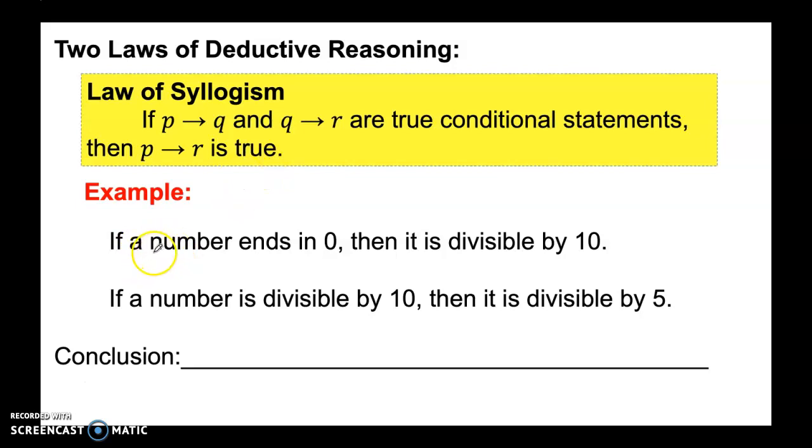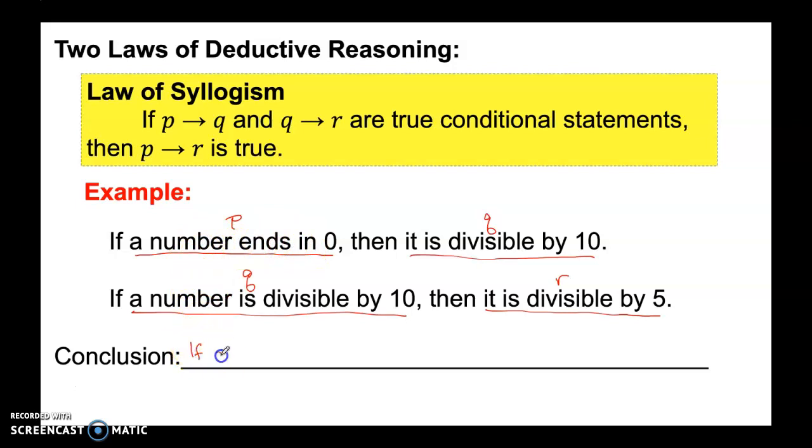So if a number ends in 0, that is our P, then it is divisible by 10, that is our Q. Next, if a number is divisible by 10, that is our Q statement, then it is divisible by 5, and that is our R statement. So to conclude, we have P, then R. So our P, a number ends in 0.